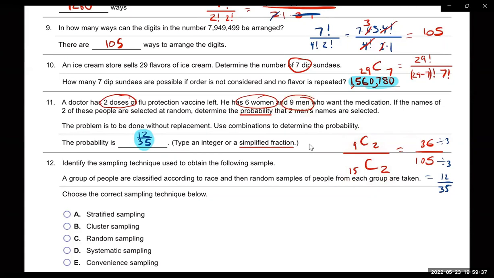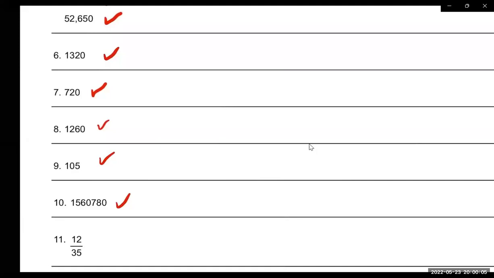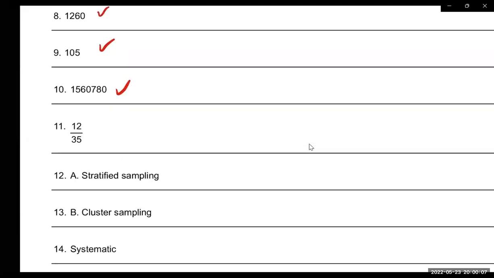Professor, so whenever you see probability, that's automatically a fraction. Yeah, that's the key word. Exactly right. If you see the word probability, then you always want to create a fraction. And I always start with the denominator, because I like to find the total number of possible choices. In this case, it was 15 choose 2. Then I do the numerator, depending on what they're asking for. So let's see if it's right. Yeah, we got it.